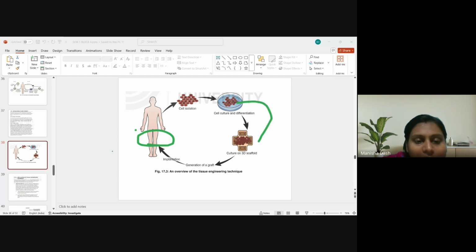in a scaffold. Scaffold is a supportive material, and it could be natural or artificial. Then you can use this as a graft and implant it into a person whom you want to treat, particularly for burn injuries, or for replacing an organ that has been destroyed. Tissue engineering can be used for this.